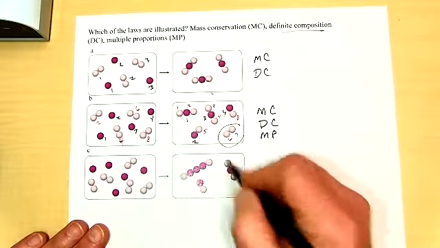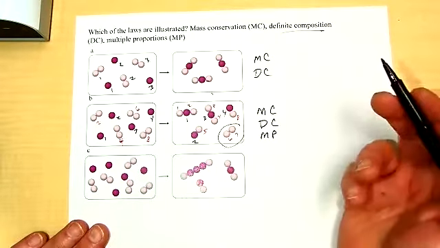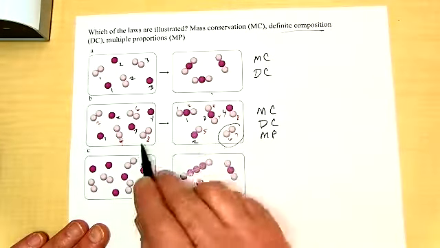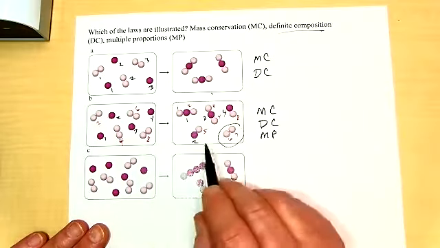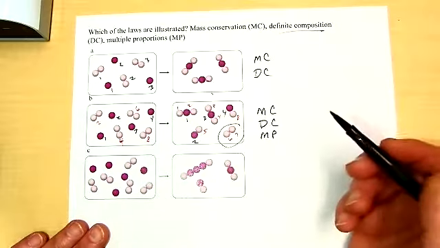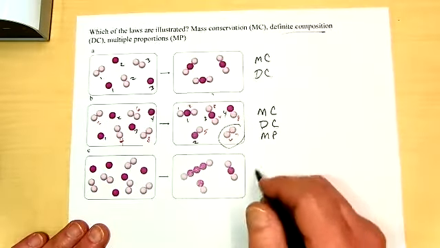We have 1 left over, which is not a problem. It doesn't mean any of these things is untrue. It means just that we had an extra diatomic molecule of this element, and it wasn't used. That's just perfectly fine.